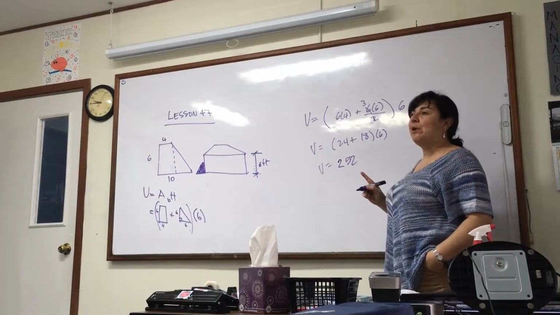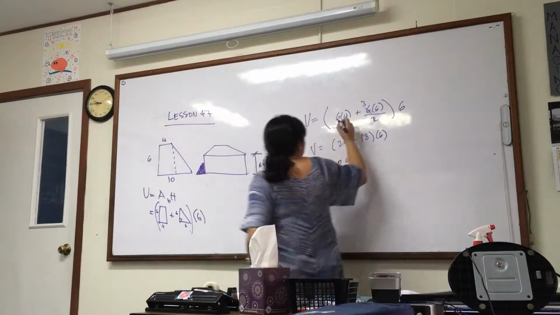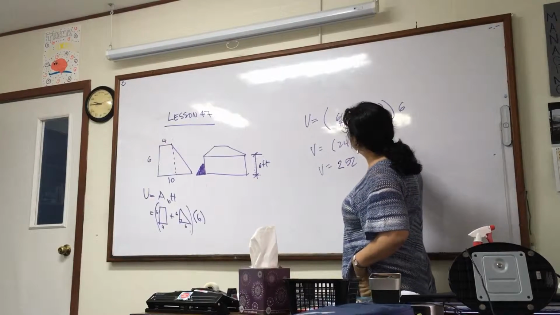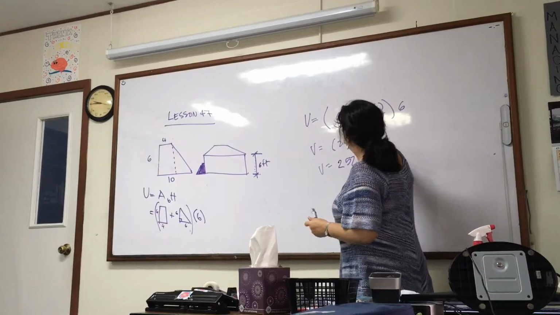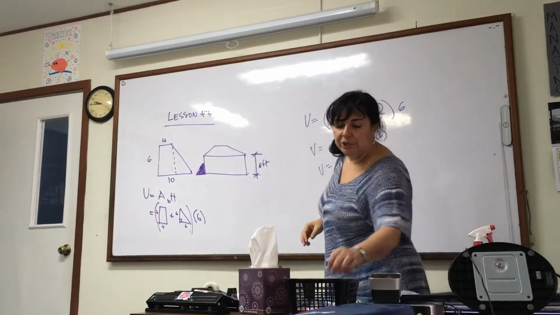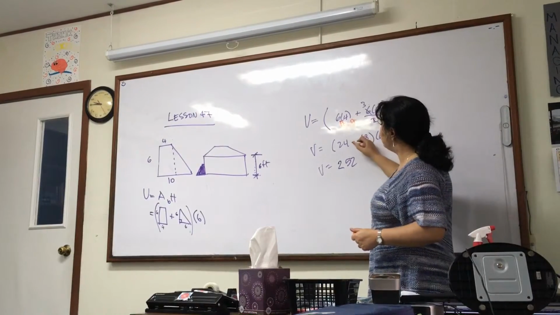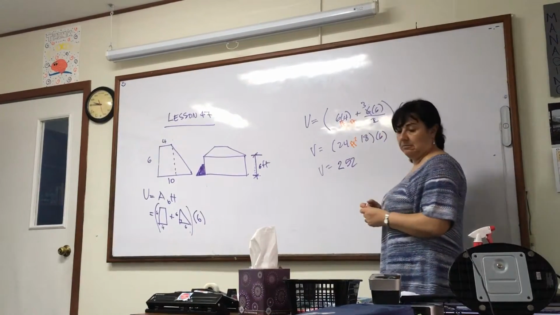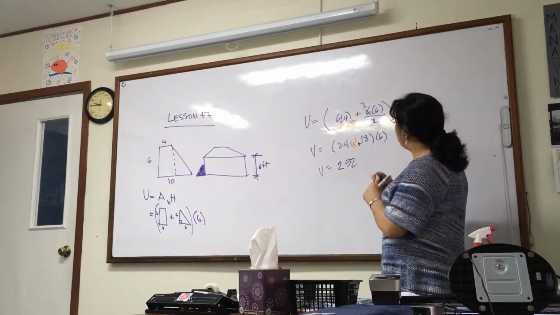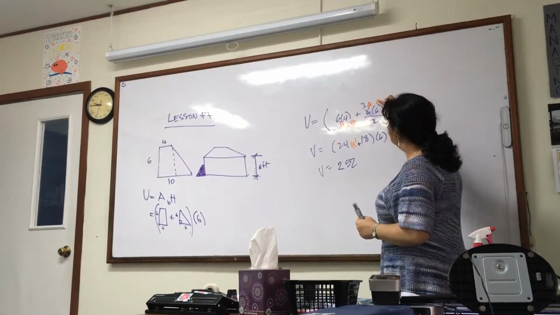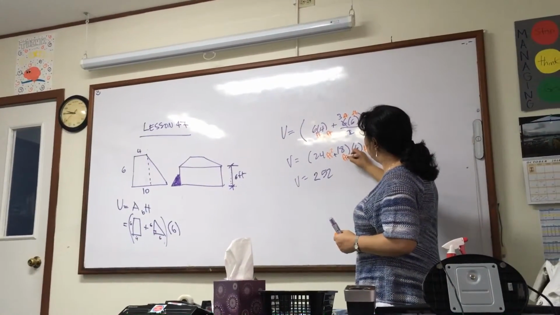What dimensions do I put? This is feet. This is feet. How do I know what units to put? I've got feet here, feet here. That gives me square feet, right? Do you agree? So this is square feet also, because this is feet times feet. And this is feet squared.